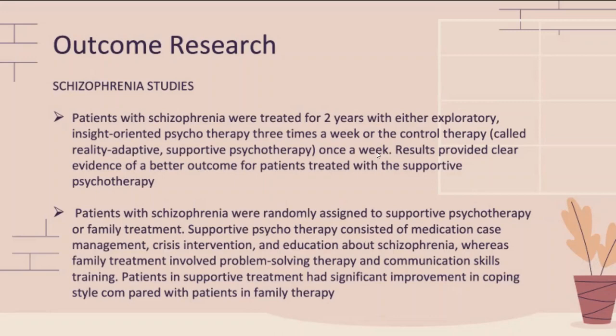Another study also had patients with schizophrenia randomly assigned to supportive psychotherapy or family treatment. Supportive psychotherapy consisted of medication, case management, crisis intervention, and education about schizophrenia, whereas family treatment involved problem-solving therapy and communication skills training. They found that patients in supportive treatment had significant improvement in coping style compared with patients in family therapy.